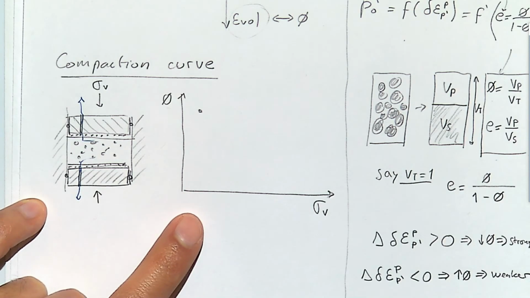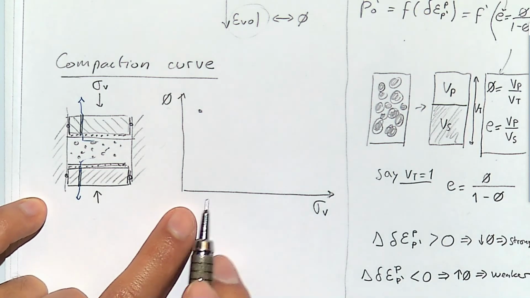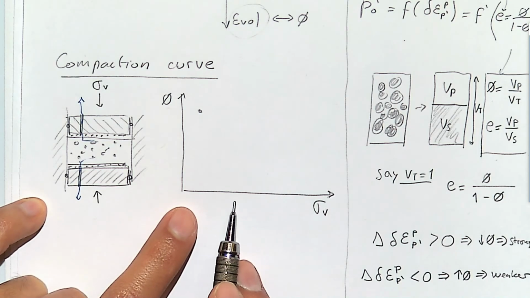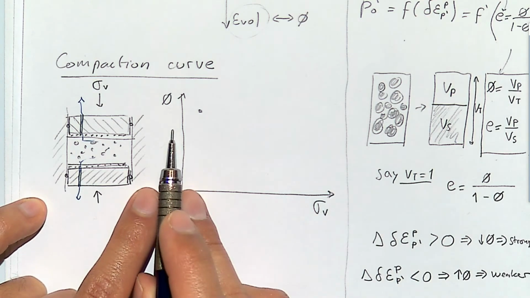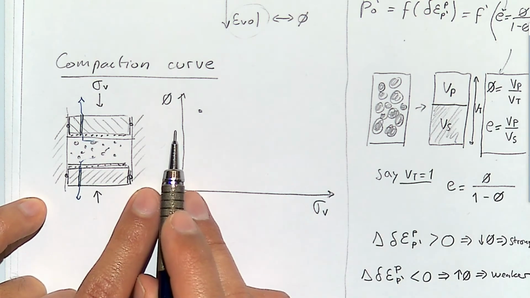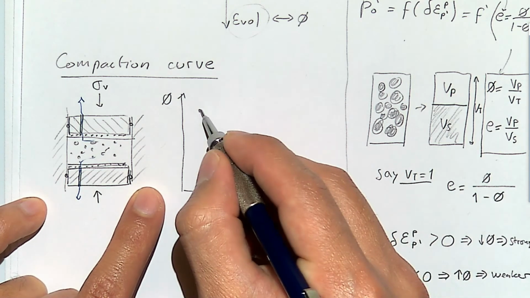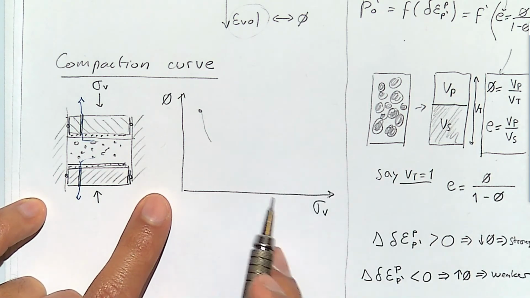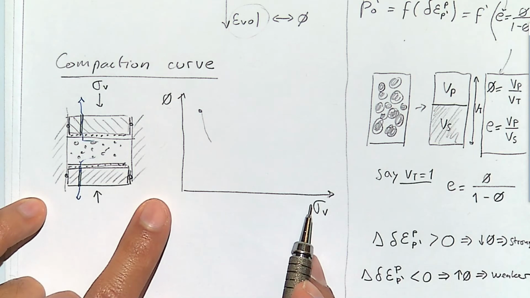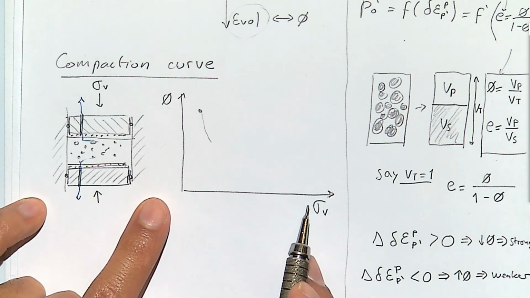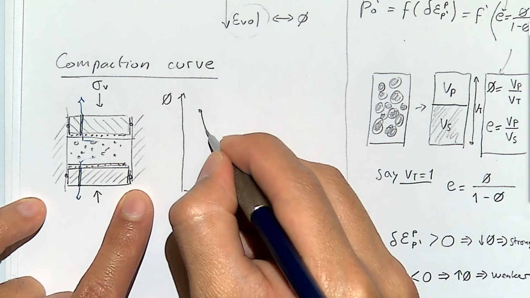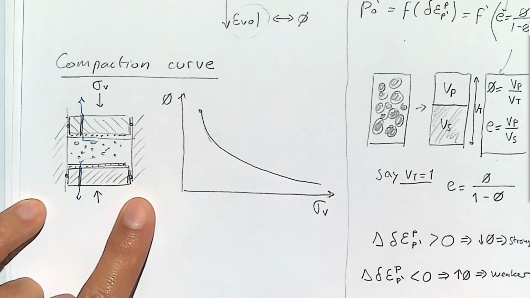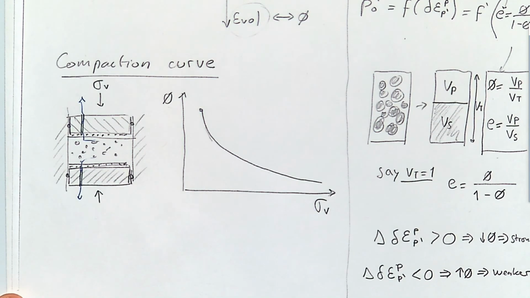For very loose muds, if you change the effective stress a little bit, you would expect a large change of porosity. And when they have a significant stress on them, even if you have a relatively large change of stress, the porosity is going to change very little. So the response is going to be non-linear.